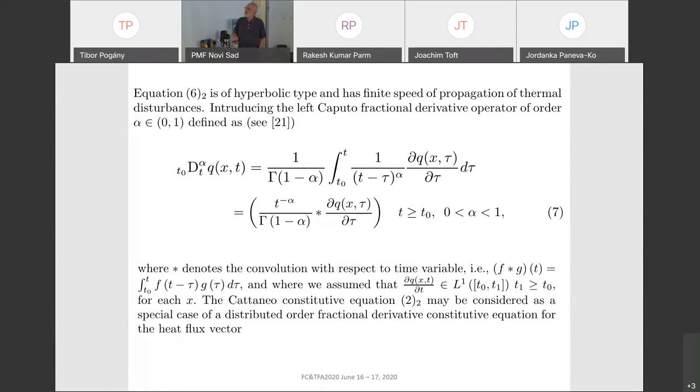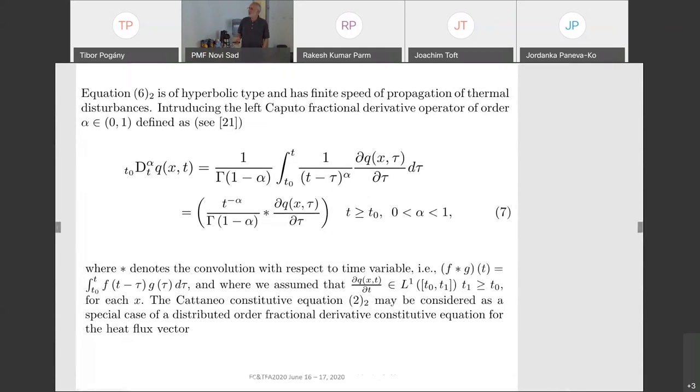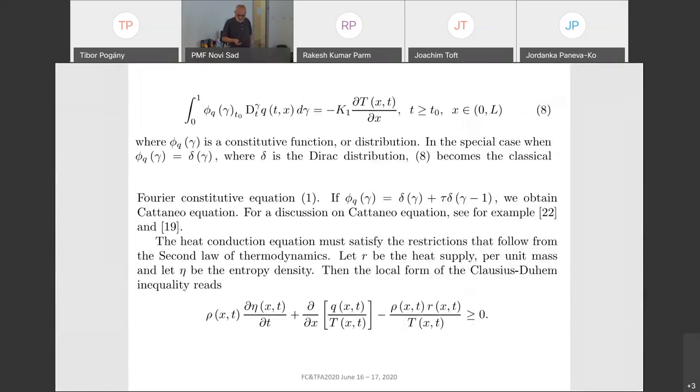Here is the left Riemann-Liouville fractional derivative. As you see, that's a convolution between this function and the gradient of the flux vector in our case. A more general form would be the one proposed by Professor Filipovic and myself a long time ago to treat distributed order fractional derivatives. So the gradient of temperature is an integral over the order of derivative with some weight function of a Riemann-Liouville fractional derivative. When one takes the weight as a Dirac distribution, actually when you take Dirac 1 minus gamma, we get classical heat conduction.